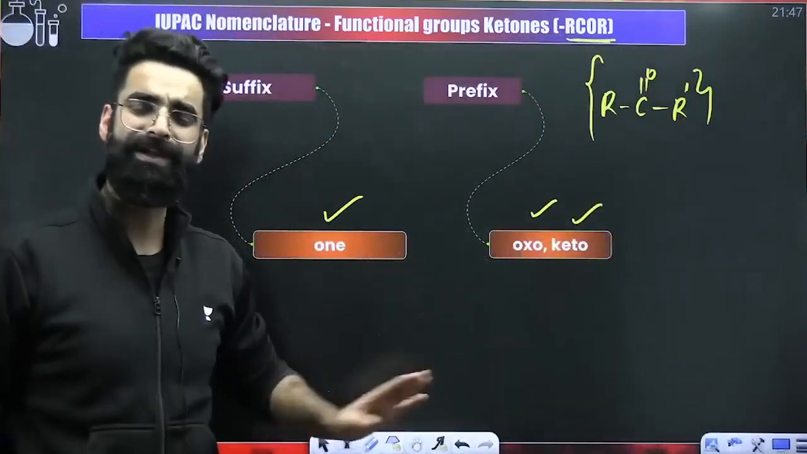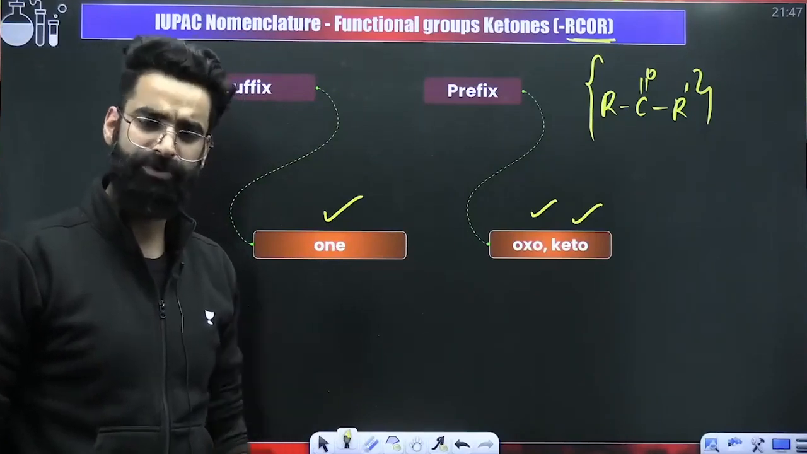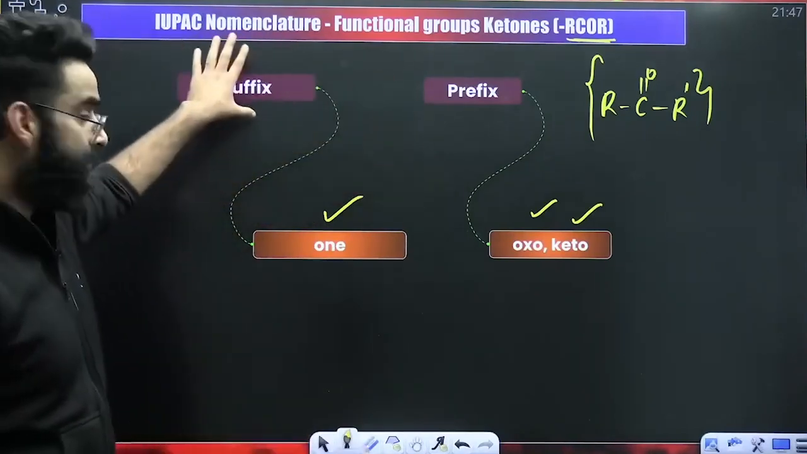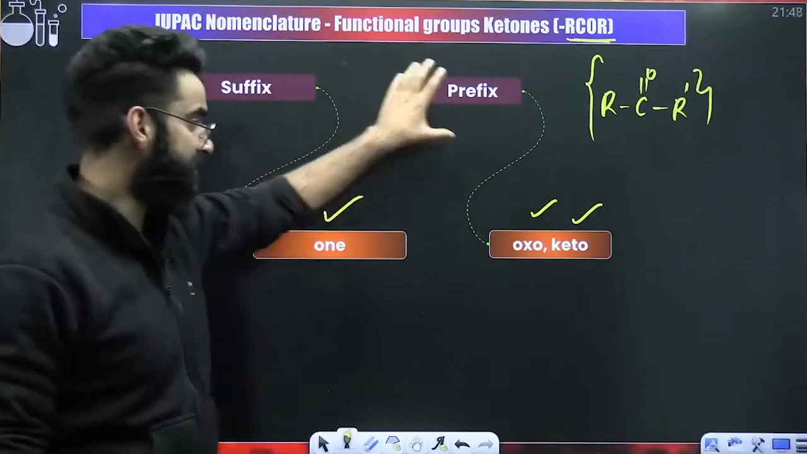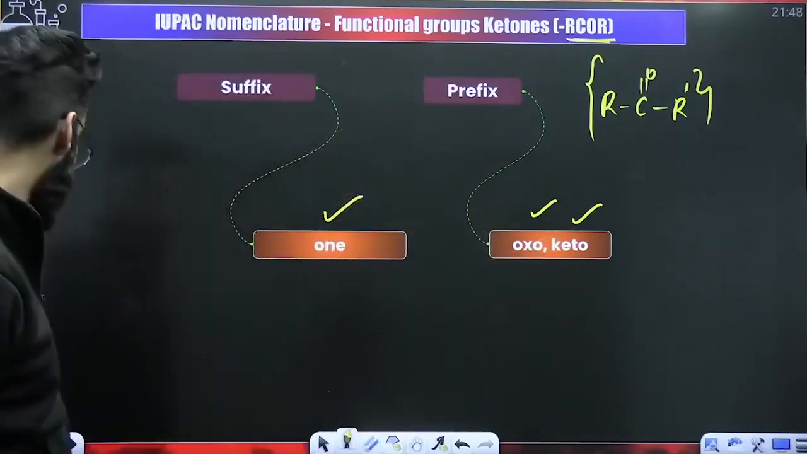Guys, 10 to 15 more minutes. That's all. We are almost done. Ketone as a suffix will be using one. As a prefix will be either using oxo or keto.